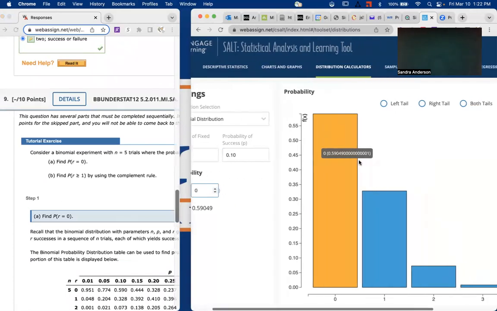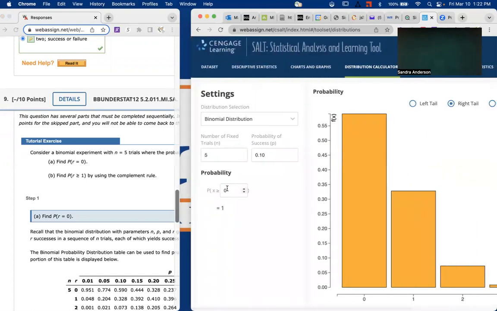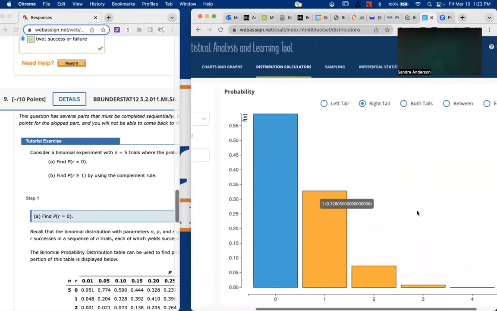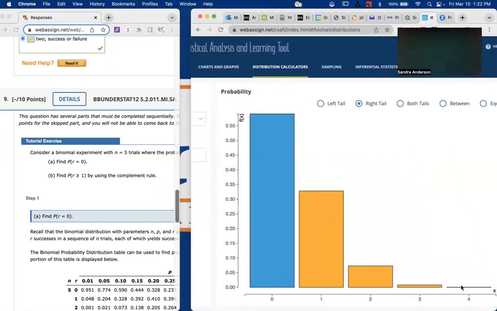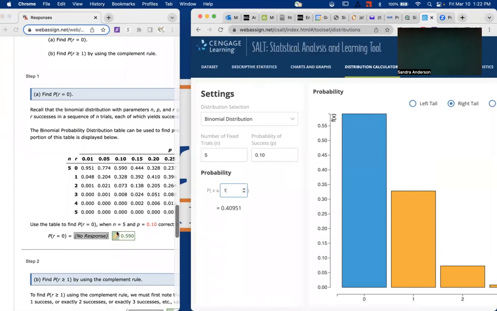Okay, and then the second part says greater than or equal to 1. So same thing, greater than or equal to 1 is over to the right. So again, it's right tail, and then you come over here and you put greater than or equal to 1, and it will have that answer there, which is the total of all these probabilities. And that is 0.40951.